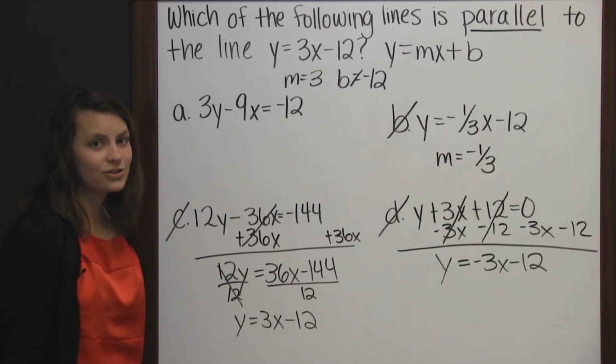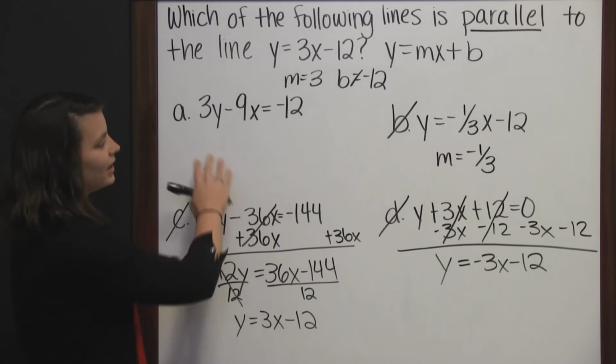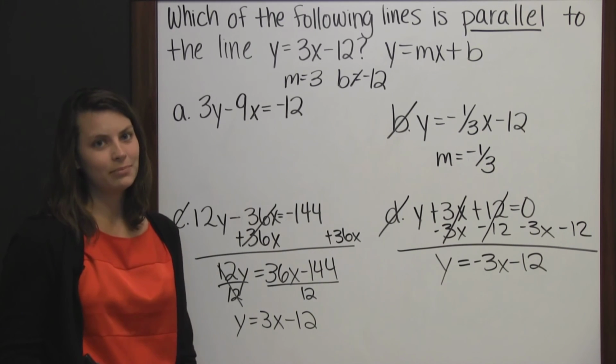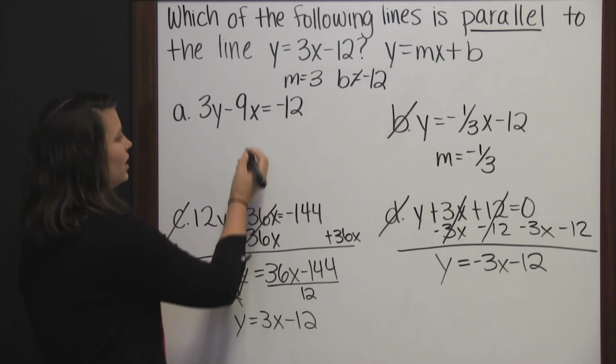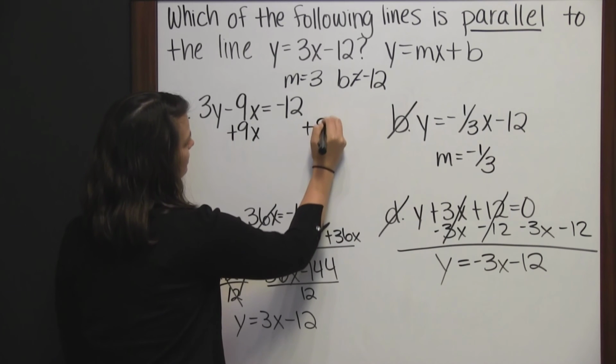Well, we're down to our last choice, so hopefully A is going to be parallel. Again, it's not in slope-intercept form, so we have to transform. We need to solve for y by first adding 9x to both sides.